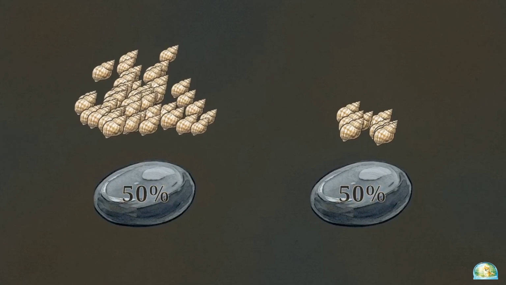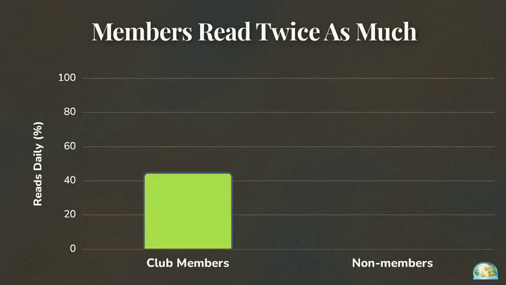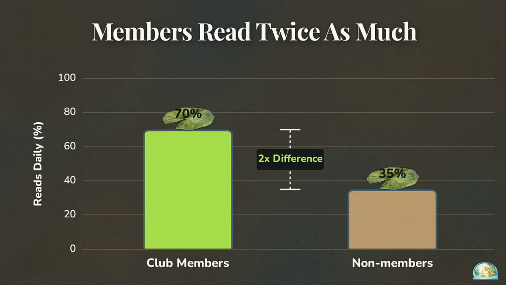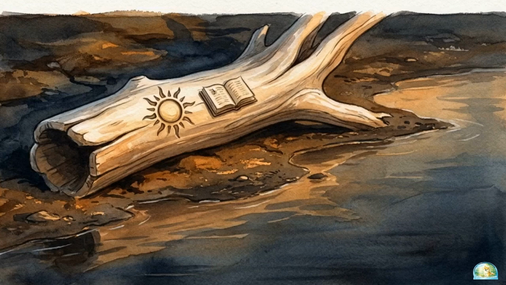Now we'll look for a connection between 2 variables: morning club membership and daily reading habits. Our data shows that 70% of club members read daily, while only 35% of non-members do the same. By comparing these percentages rather than raw counts, we can see a clear difference in behavior between the 2 groups. Because the reading rate is twice as high for club members, we can conclude there is an association between being in the club and reading every day.